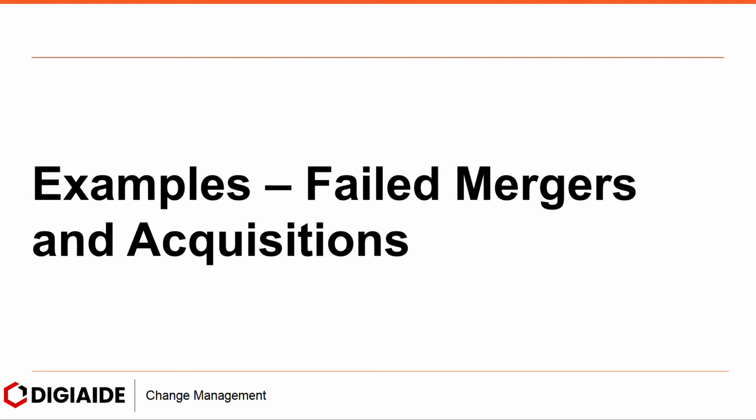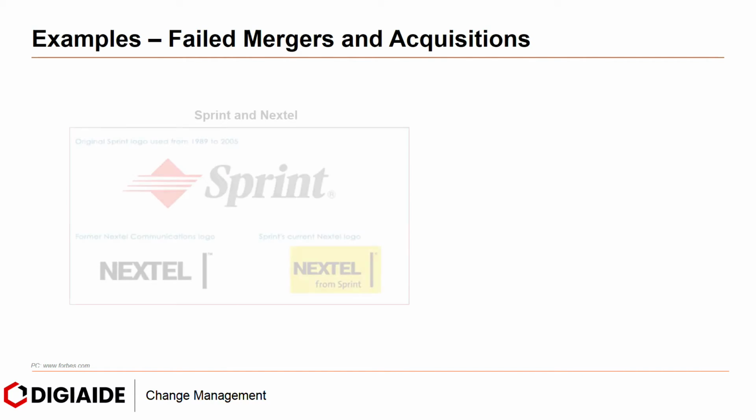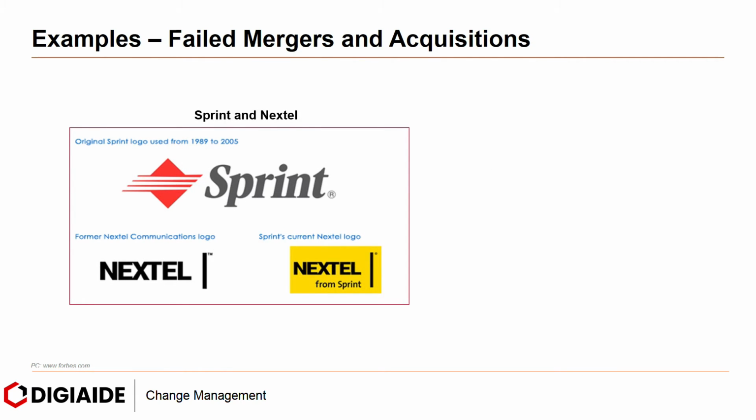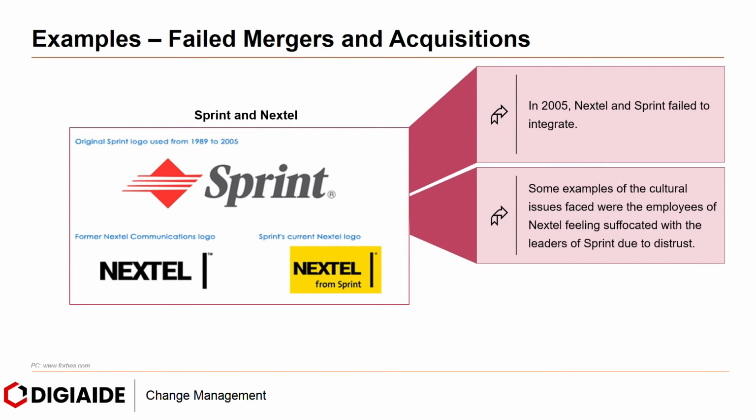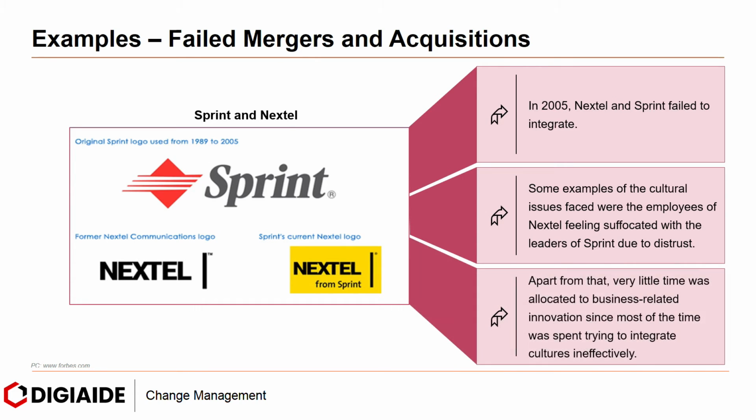And finally, let's look at some examples of failed merger and acquisitions, thus entailing a failed change management process. First, Sprint and Nextel. In 2005, Nextel and Sprint failed to integrate. Some examples of the cultural issues faced were the employees of Nextel feeling suffocated with the leaders of Sprint due to distrust. Apart from that, very little time was allocated to business-related innovation since most of the time was spent trying to integrate cultures ineffectively.